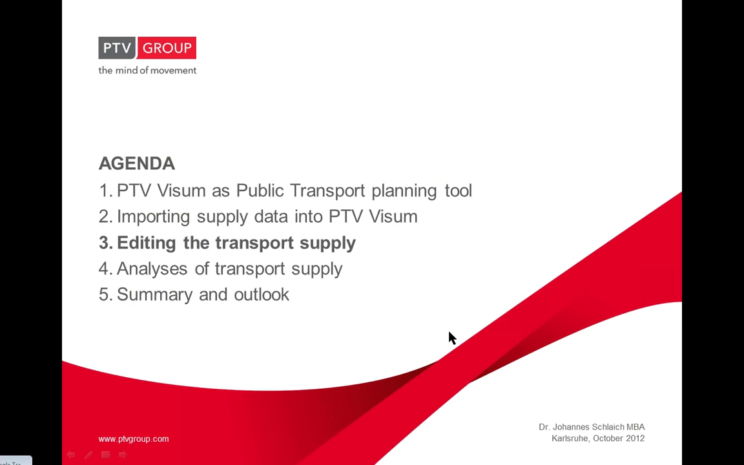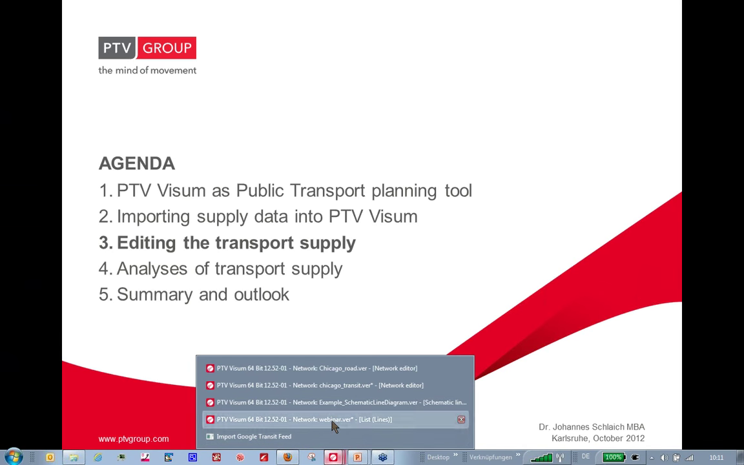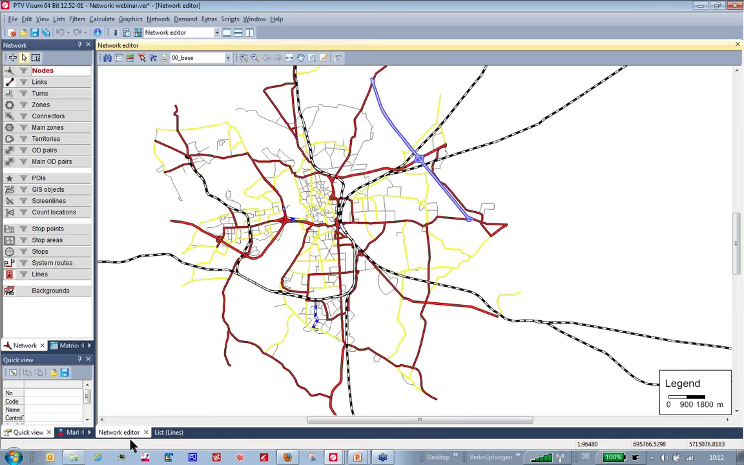Now let's go to the next point in the agenda, which is the editing of the transport supply. For this, I'm using an example which you also find in the installation folder of Visum, so you can use this example also if you want to try public transport in Visum after this webinar. First of all, you see a network for the private transport, and now we want to have a closer look at how Visum represents the public transport in the network.